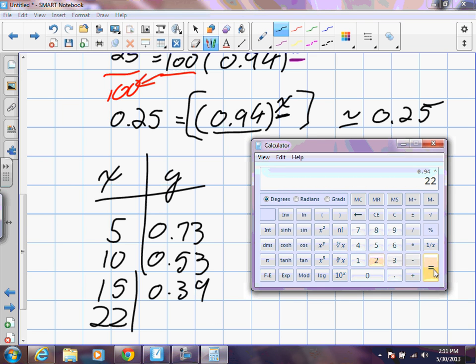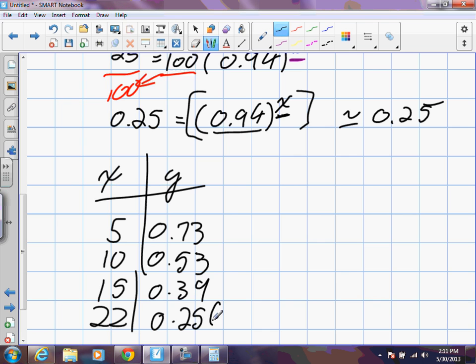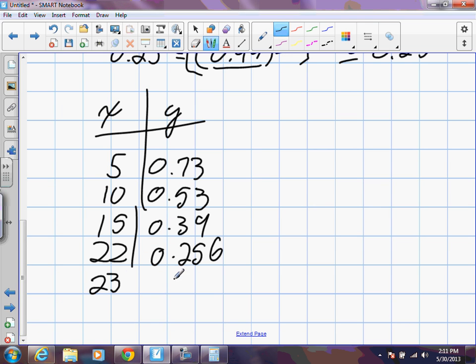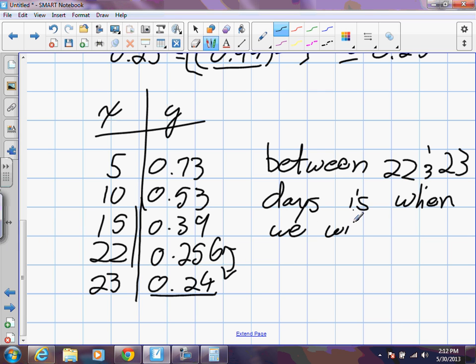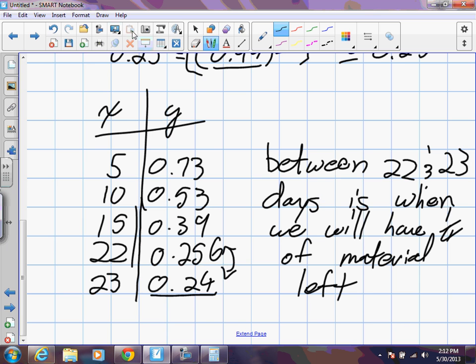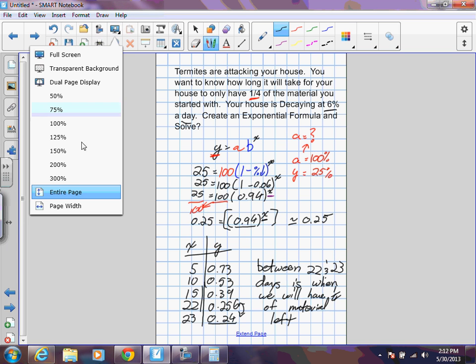25. Now, it's technically a little higher. It's 25.6% or 0.256, which means when you go to answer this, 23 will be something less. Anyone know what 23 is by chance? 0.24. Excellent. So, I would like you to answer these questions this way. Between 22 and 23 days is when we will only have a quarter of the material left. Okay? So, we've solved a straightforward question and a question where they give us an answer and we have to find a timeline.